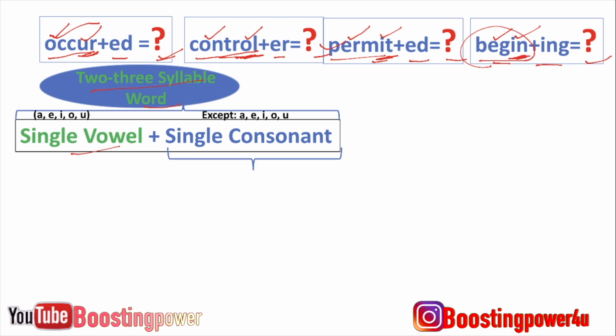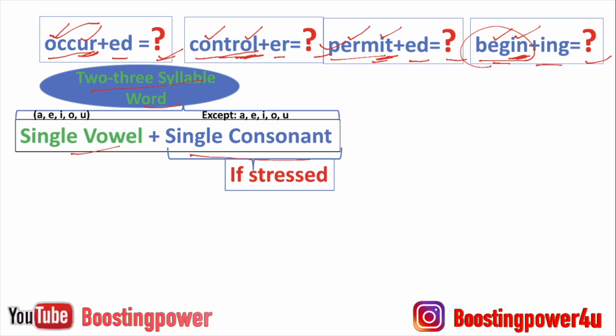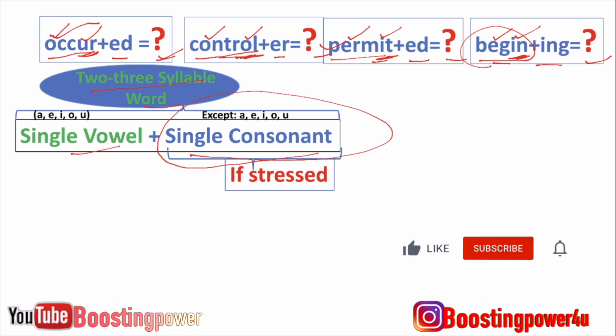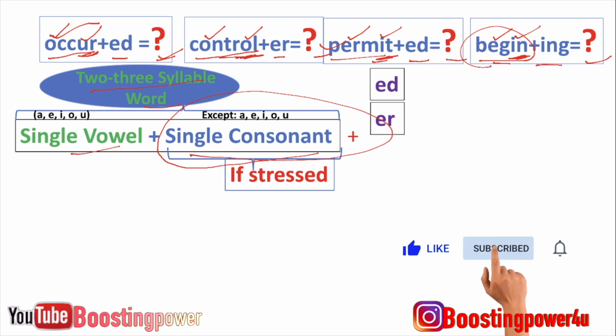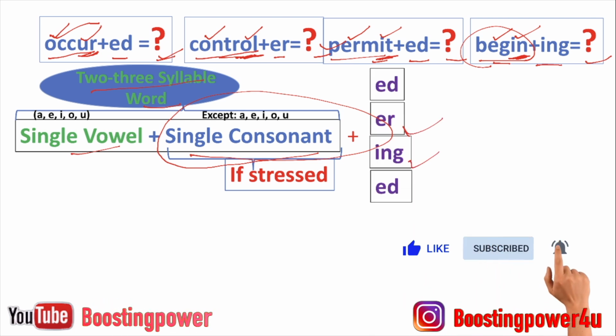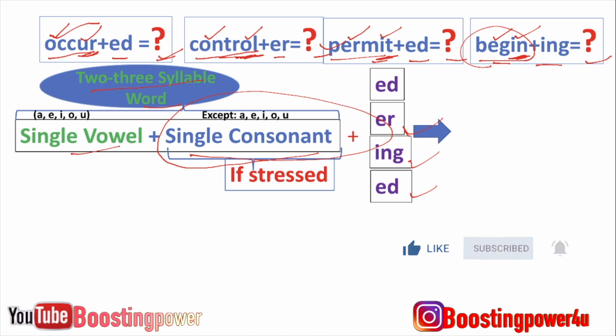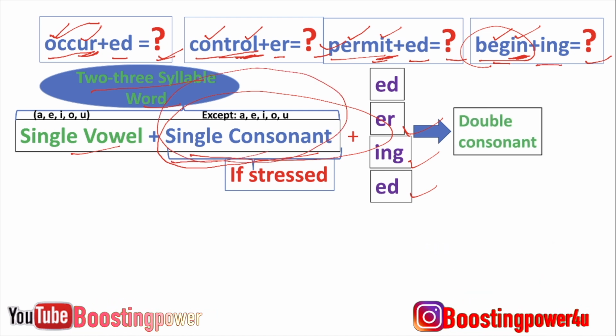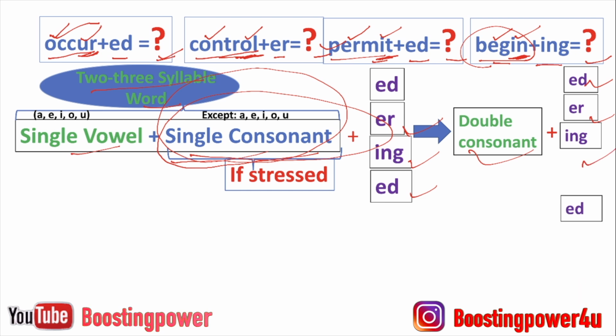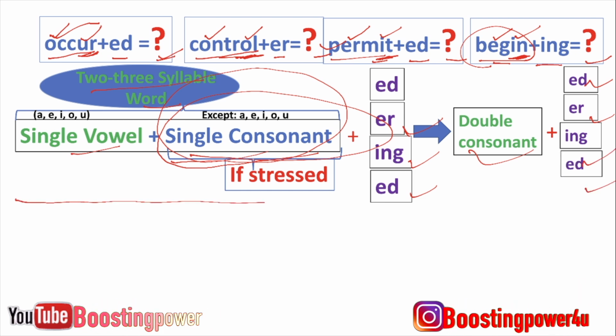So in these types of words, if the stress is given on the last consonant, that is the single consonant, in that case, if you want to add ed, er, ing and ed, the last consonant will be doubled. The last consonant will be doubled, and after doubling, you can add ed, er, ing and ed. So just remember this rule.